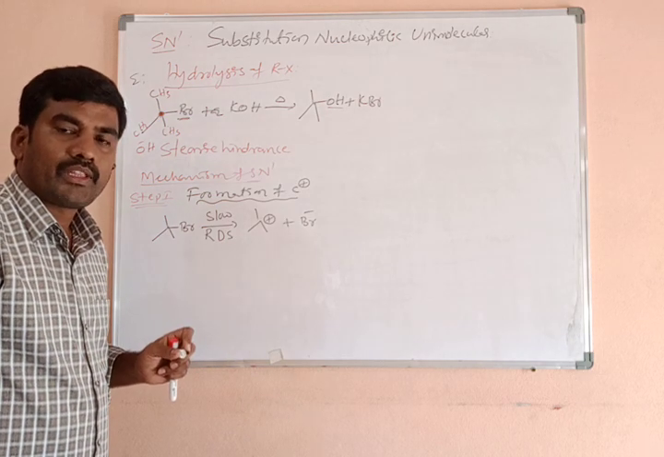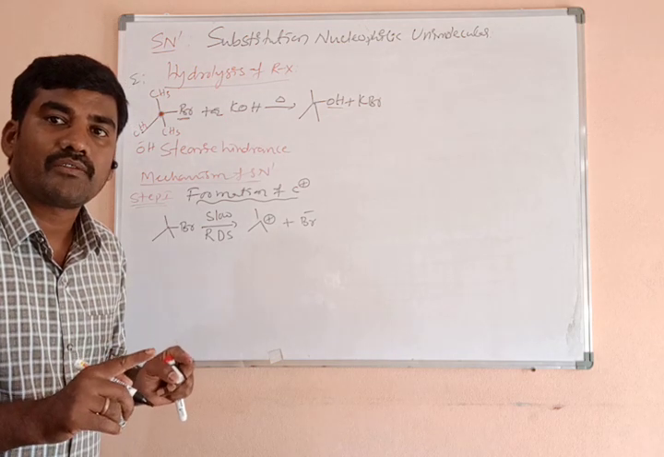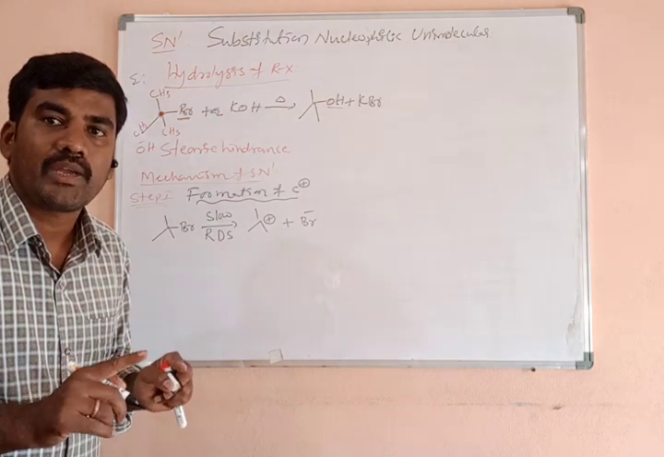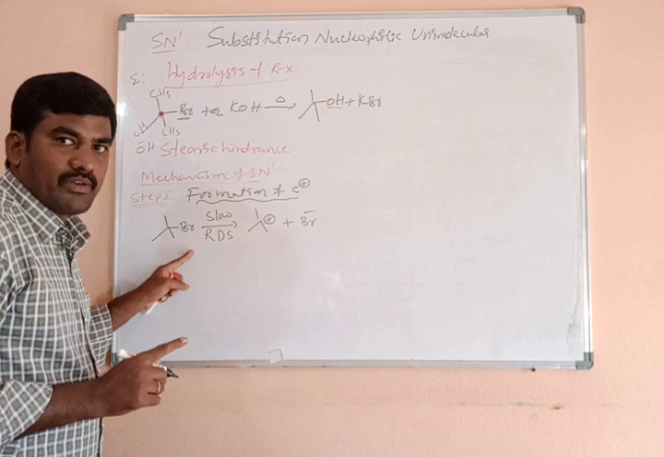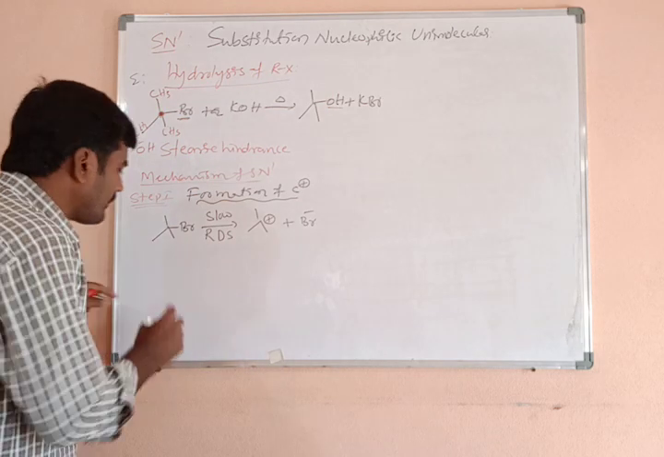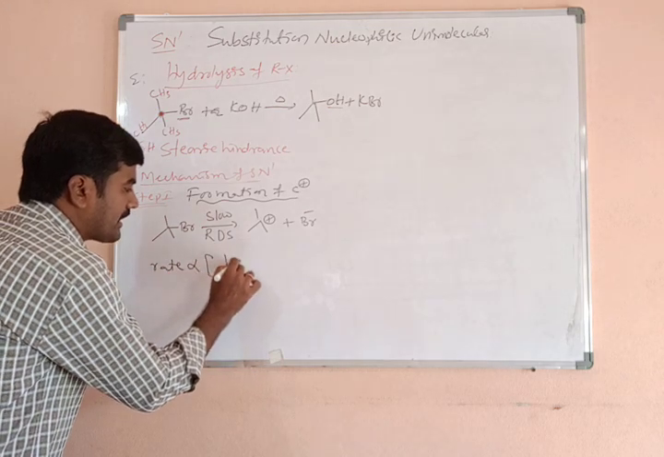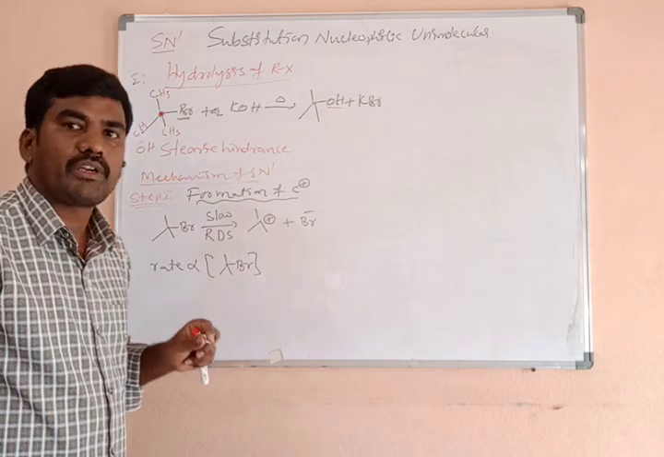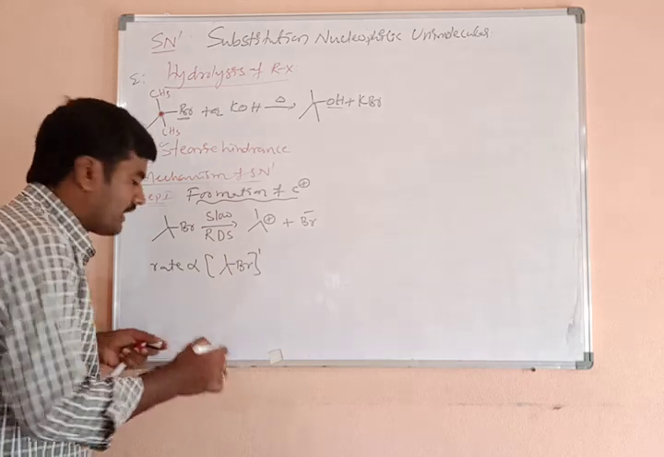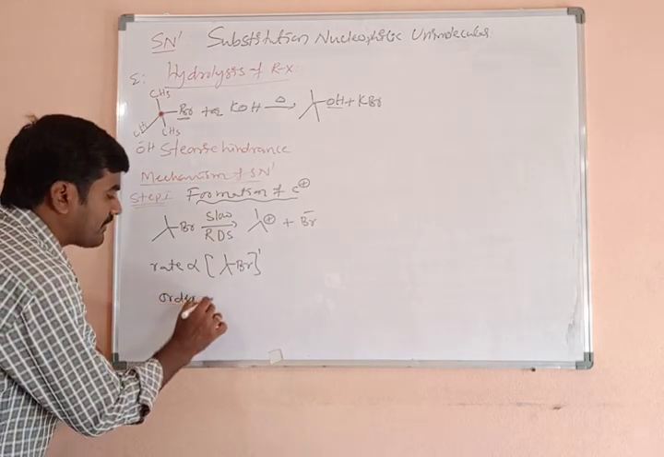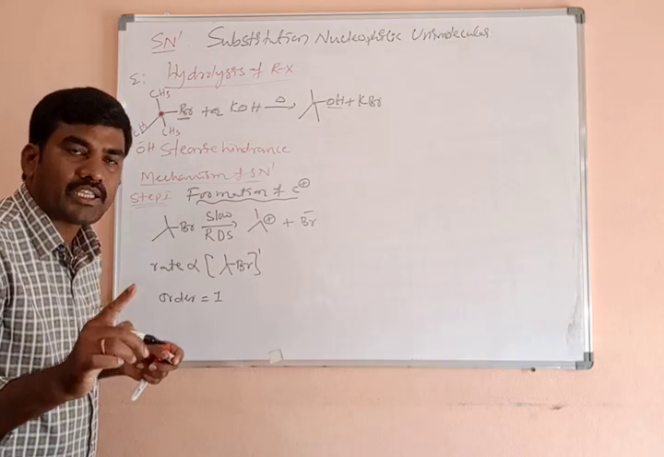In step 1, bond breaking takes place between the carbon and the halogen, so it is the slowest step of the reaction mechanism and the rate determining step for that reaction. So the SN1 rate depends on the first step, formation of the carbocation. Clear? The rate of this reaction depends on the concentration of tertiary butyl bromide only. There is no involvement of the nucleophile. So the order of the SN1 reaction is 1, because only the alkyl halide is involved in the RDS.